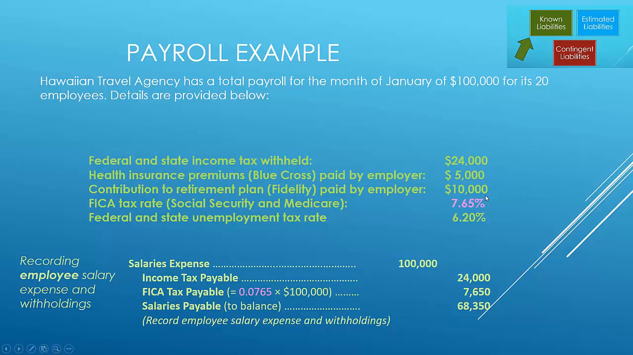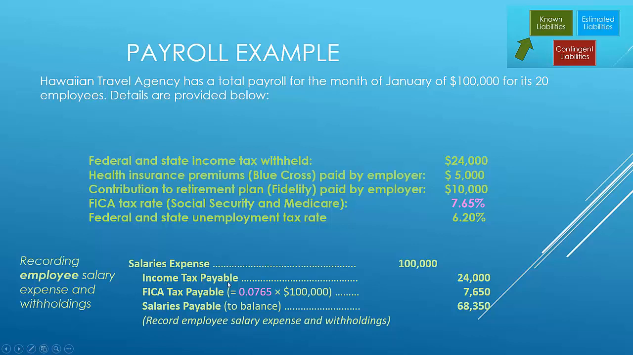And so I've just given you some examples here. And then here's a FICA tax rate for Social Security and Medicare that they're required to pay, as well as unemployment. So what does the journal entry look like? They have salaries expense of $100,000. Remember, that's what they were paying their employees. And what do they do with all of this?